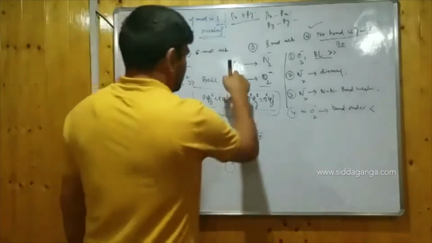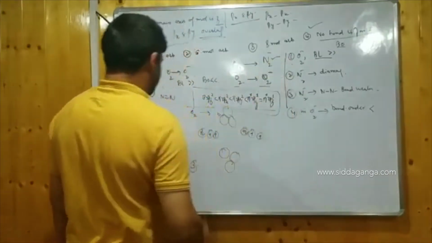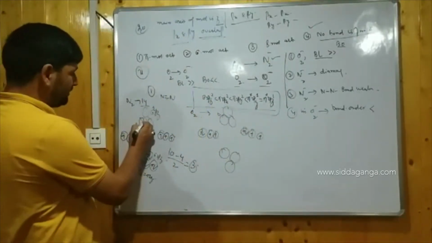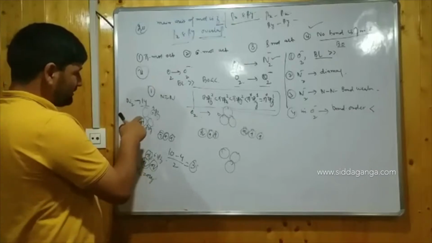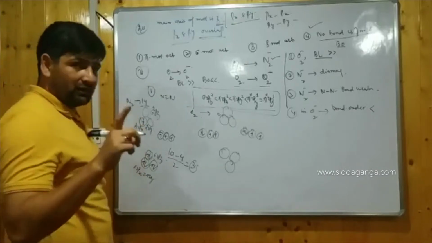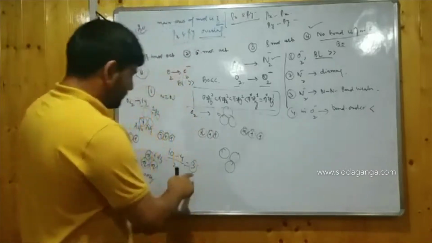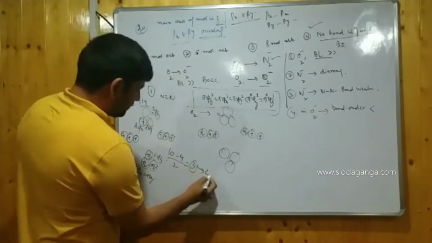Now according to the question, nitrogen changes to what? Nitrogen minus. It has gained 1 electron, correct? Where will that electron go? Anti-bonding. So in N2 minus, the electron goes in anti-bonding. We have already learned when an electron is added to anti-bonding, bond order decreases by 0.5. So the bond order of 3 will convert to 2.5.